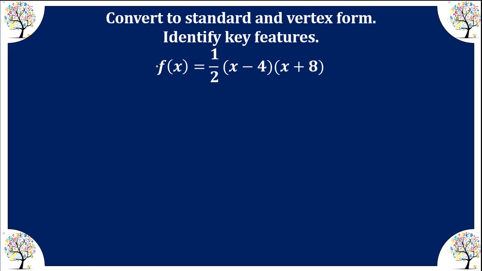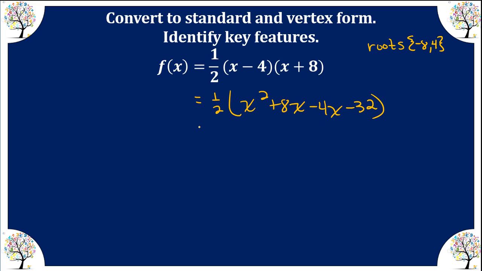Okay, now we're going to convert this factored form into standard and then vertex. So our roots are going to be -8 and +4. Our graph is going to turn up because we have a positive a. I like to distribute my binomials, so we have x times x, x times 8, -4 times x, and -4 times 8. Combine our like terms.